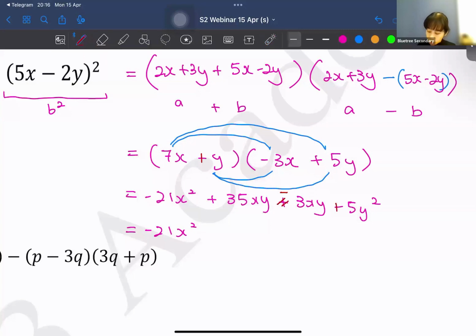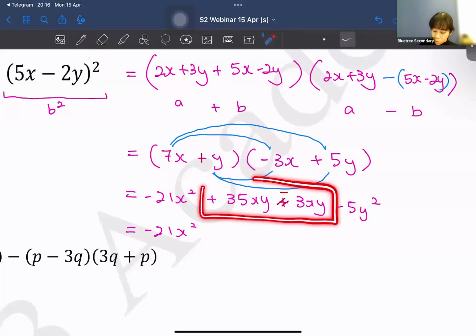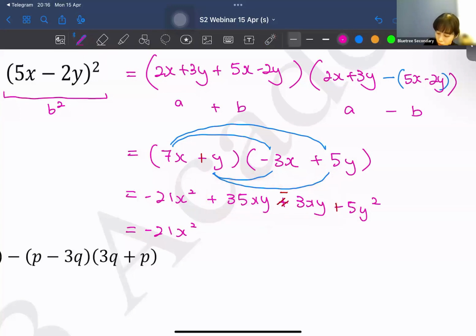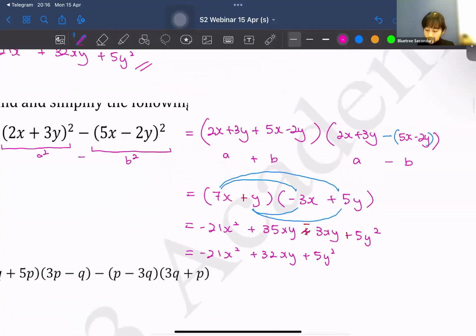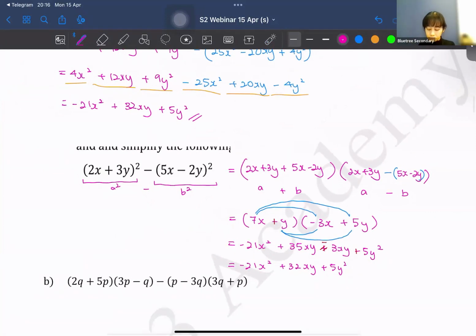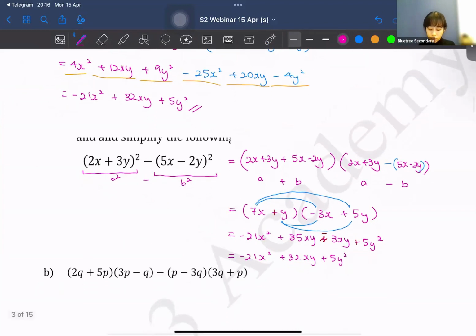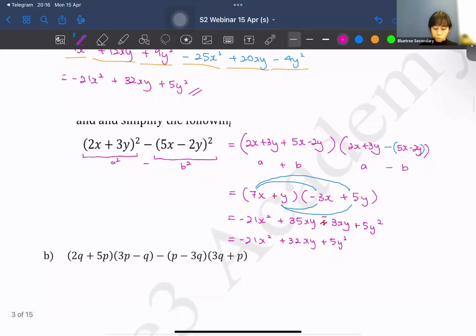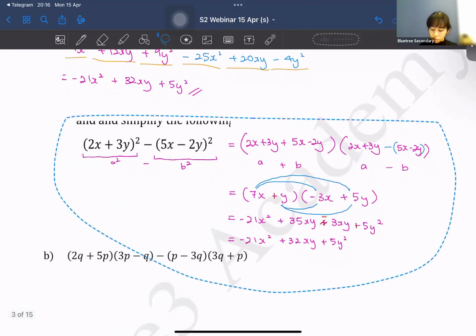positive 5y squared. So again, combining these two like terms together, this will give me positive 32xy plus 5y squared. So regardless of which method you use, you will arrive at the same answer. Okay, then I'm gonna move on to the next question.